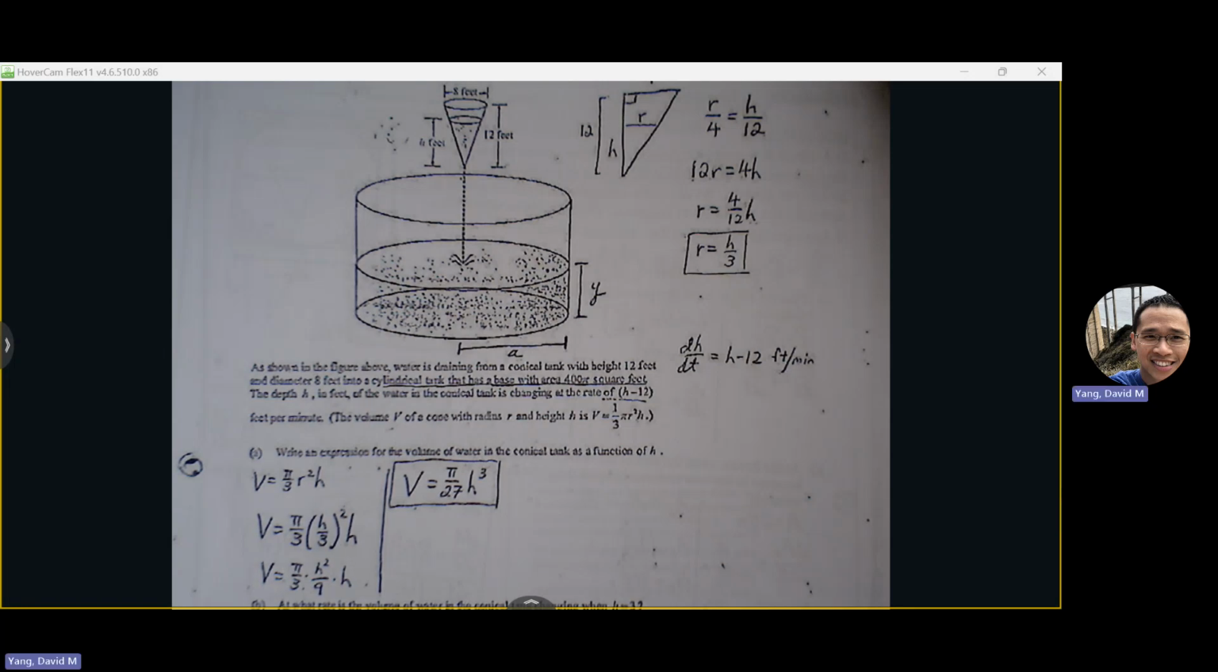Okay, part B: at what rate is the volume of water changing when h equals 3? So now I can find the derivative. V becomes dV/dt. We find the derivative for h, and dh/dt shows up. Start inserting values into variables.